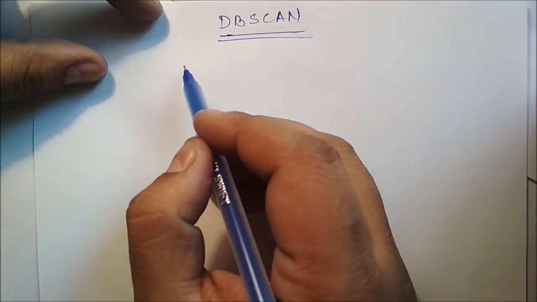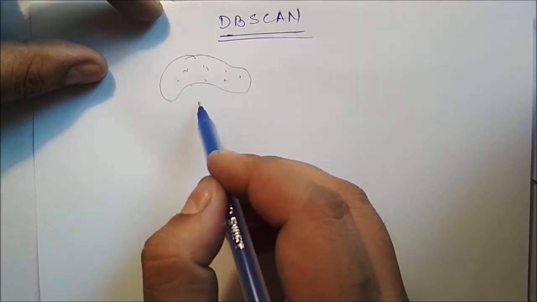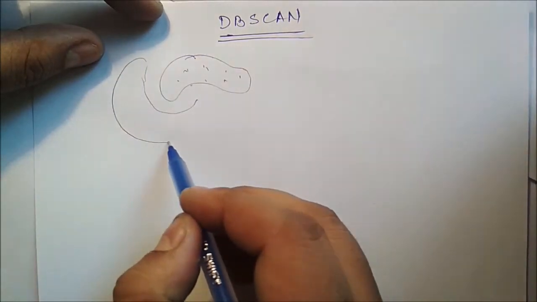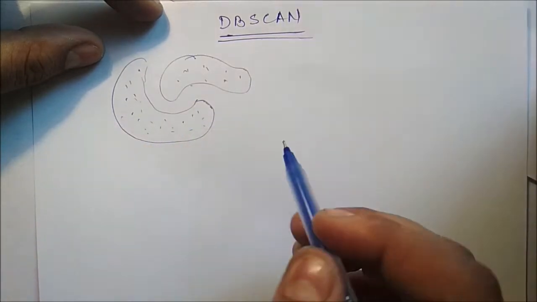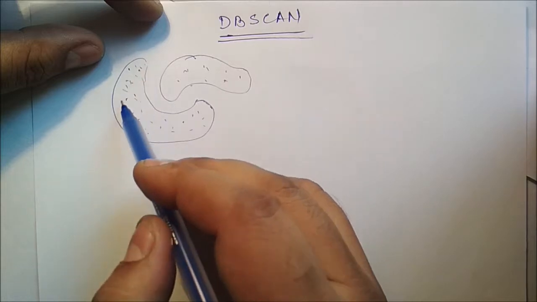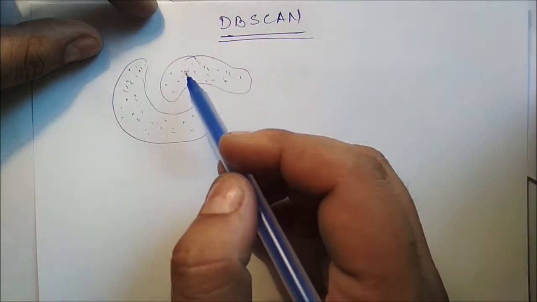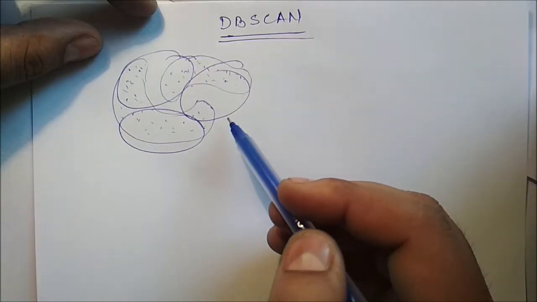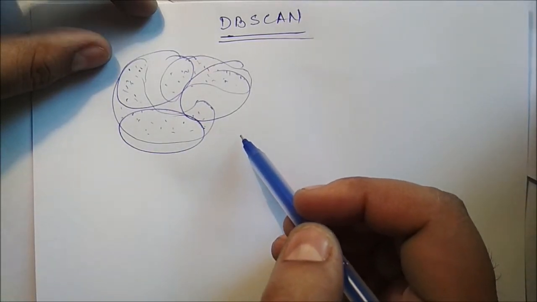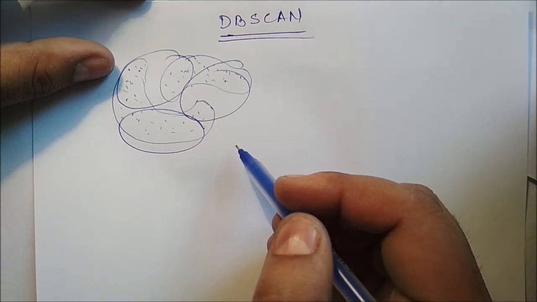Now suppose the data is like that. If the data is like that, the clusters are formed like that. So it has arbitrary shaped clusters. It is not globular. In this situation, k-means will not work. The output of k-means will be like that. It is globular. So in such a situation, if the shape of the cluster is not fixed, if the shape of the cluster is arbitrary and not globular, then we should go for the DBSCAN algorithm.